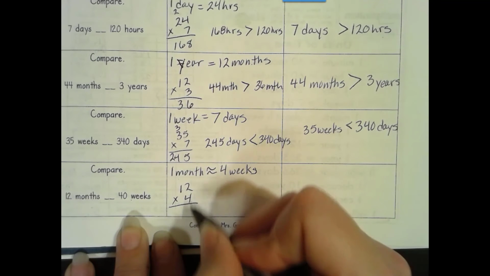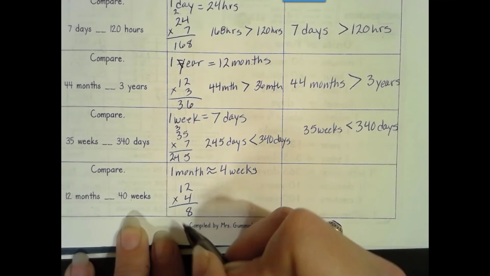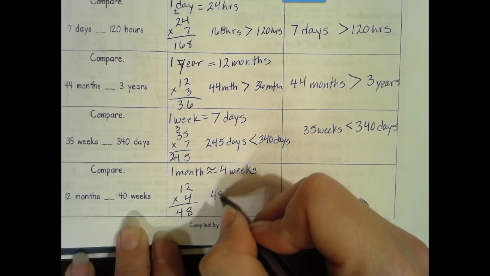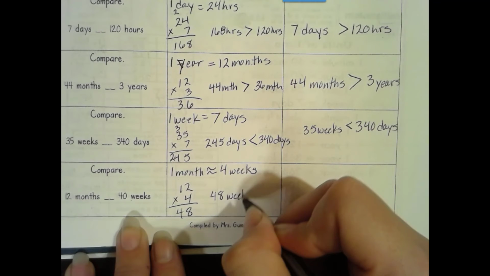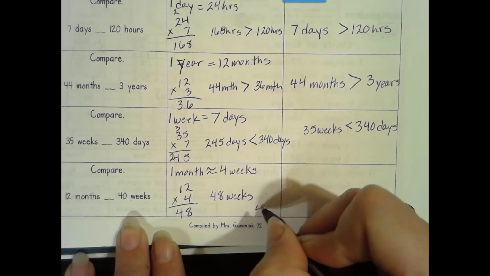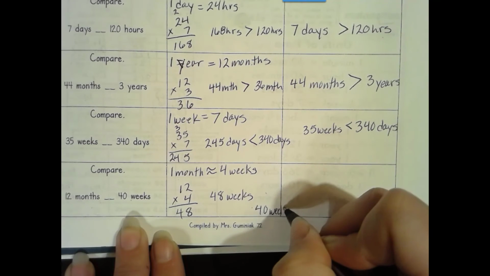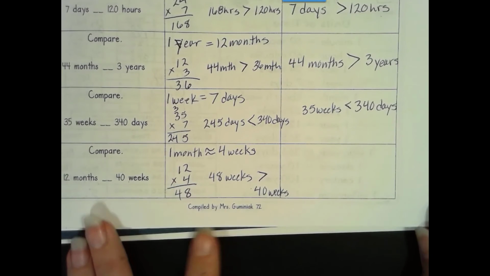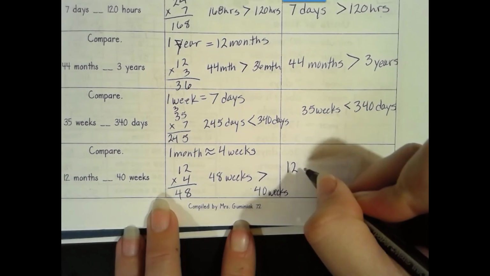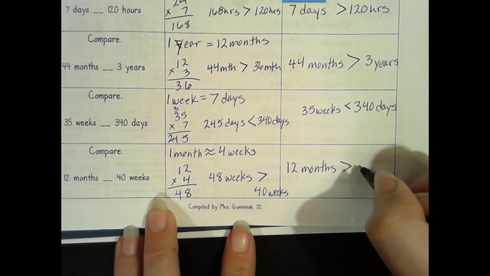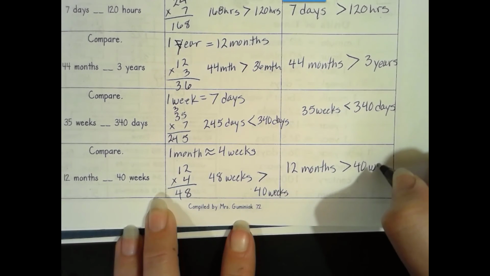So 4 groups of 2 is 8. 4 groups of 10 is 4 tens. So 48 weeks and 40 weeks. 48 is greater than 40. So 12 months is greater than 40 weeks.